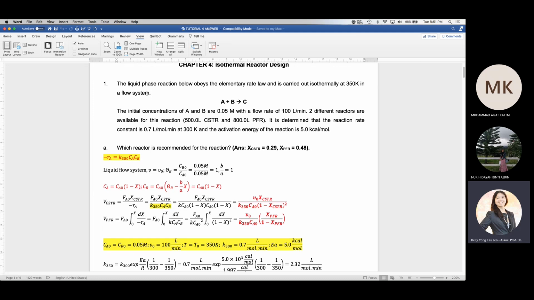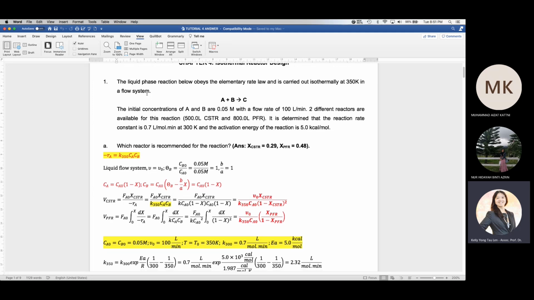Okay, so let's say kita try soalan number 1. The liquid phase reaction. So ayat pertama pun dah tahu this is liquid phase reaction. So bila kamu tengok list of equation tu, ataupun kalau saya tulis dulu karakteristik dia, baru saya cari equation yang menepati soalan saya punya characteristics. So first, liquid phase. Second, dia kata obeys elementary rate law.